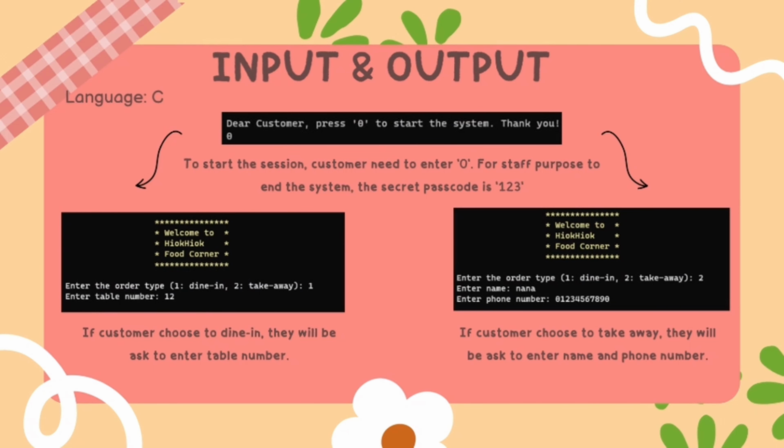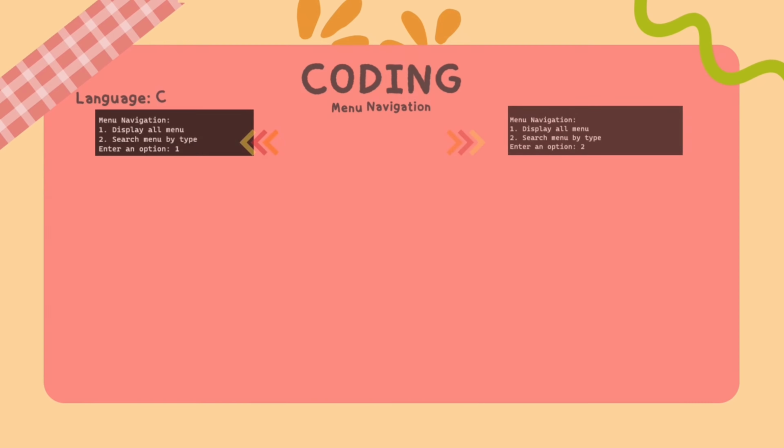After implementing the food ordering system by using language C, the first thing to pop out on the screen is to ask the customer to enter 0 to start the session. And for the staff purpose to end the system, the secret passcode will be 123. Customer will have two options whether to dine in or take away. If the customer chooses to dine in, they will be asked to enter their table number. But if the customer chooses to take away, they will be asked to enter details such as name and phone number.